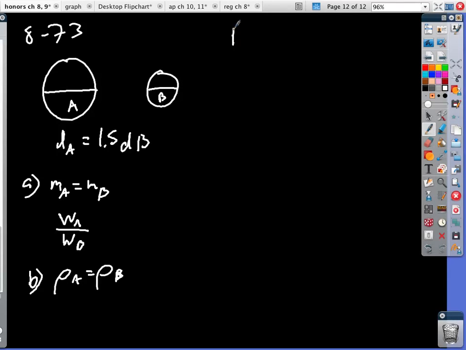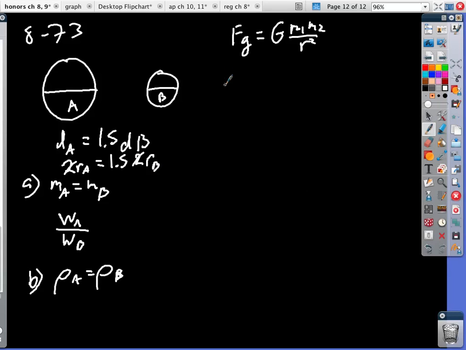Weight on any planet is F sub g, and that is equal to big G m1 m2 over r squared. Okay. Now, if the diameter of A is equal to that, that means 2 RA is equal to 1.5 times 2 RB, or the same ratio holds true. So the radius of A is 1.5 times the radius of B.